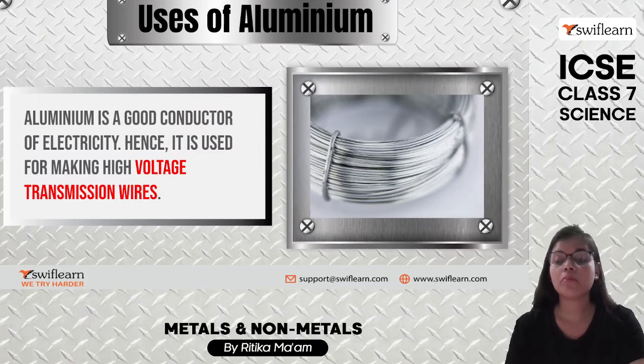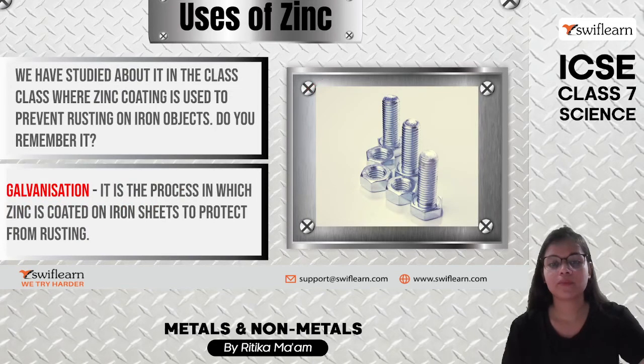Next is talking about conduction. Aluminium is a very good conductor of electricity, so we are also using it in making high voltage transmission wires. So in transmission wires also we are using aluminium because of its good conduction.